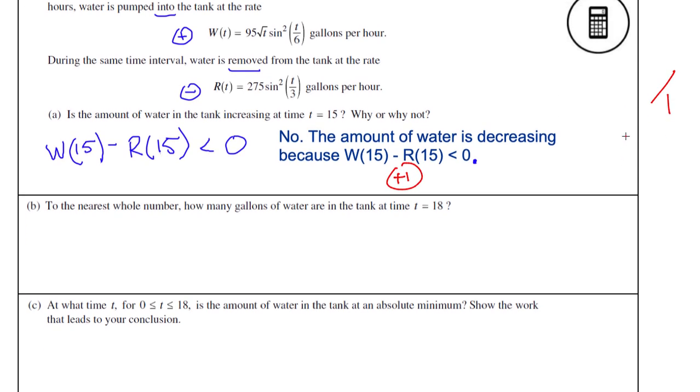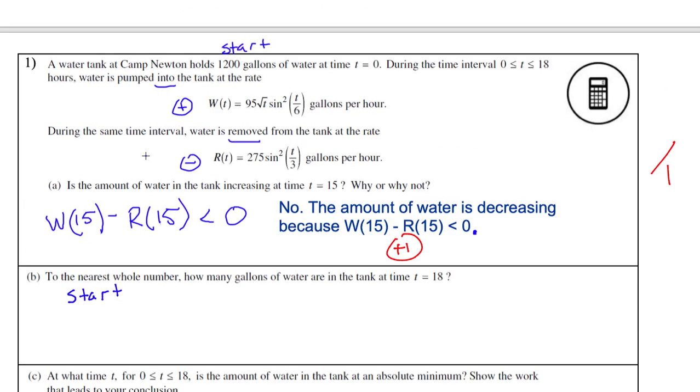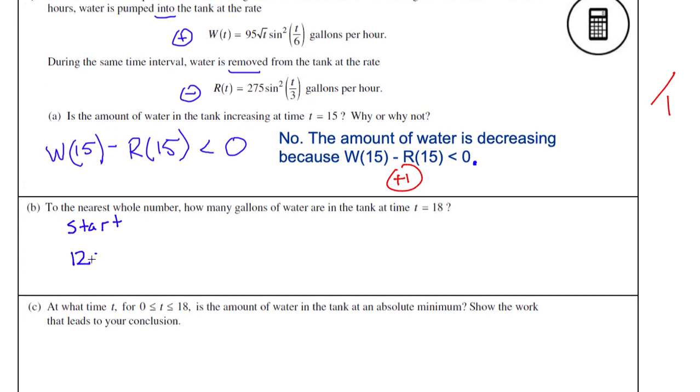To the nearest whole number, how many gallons of water are in the tank at time t equals 18? So I'm looking for a final amount. Final amount, I'm doing start plus change is equal to end. Our start amount is 1,200, and then I'm going to add the change.